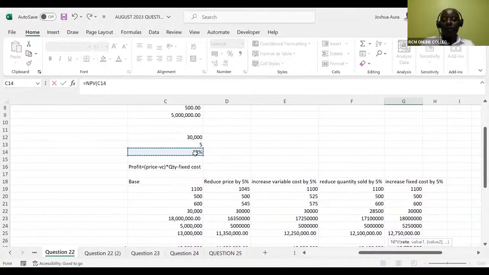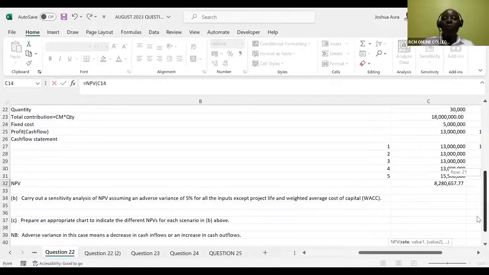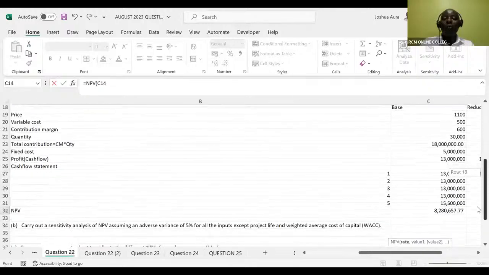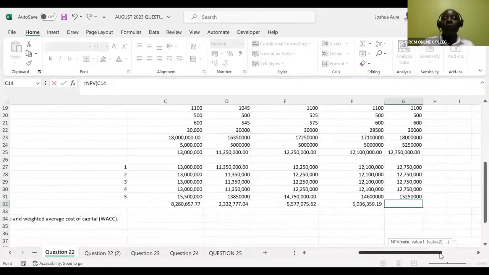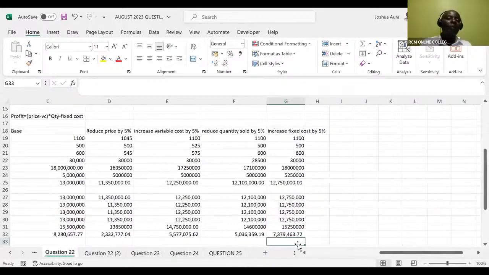Okay, so that is it. And then I come back to my formula, comma, values 1 to value 5. I pick this. After that, ladies and gentlemen, I close and then I say minus. I remember that initial outlay was 40 million, although there's no harm, I can come just back here and pick it, 40 million. This was the initial outlay. And then I should be able to pick it from there. I say enter. So I'm getting this 7.3.